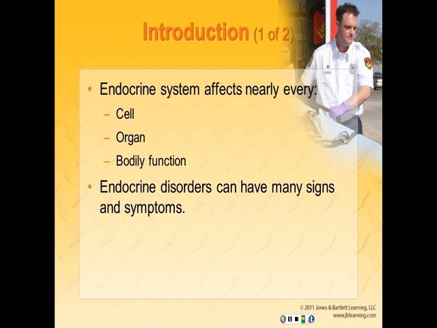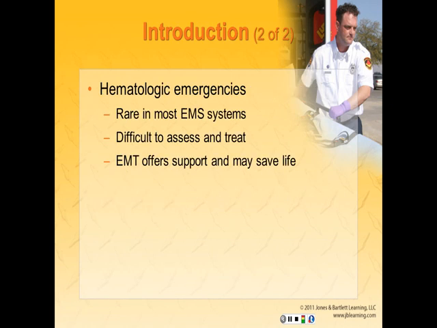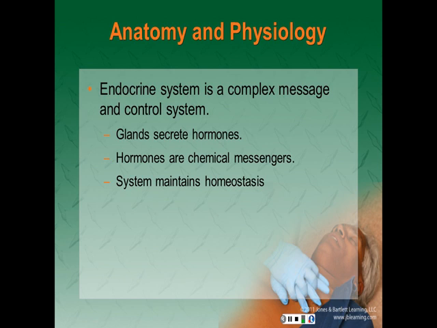The human endocrine system affects nearly every cell, organ, and bodily function, and endocrine disorders can have many signs and symptoms. Hematologic emergencies have the following characteristics. They are very rare in most EMS systems. They are very difficult to assess and treat. And most of the time, all we can do as field providers is offer support, and that may save the patient's life.